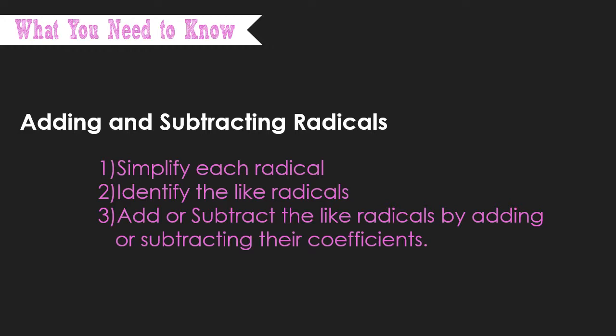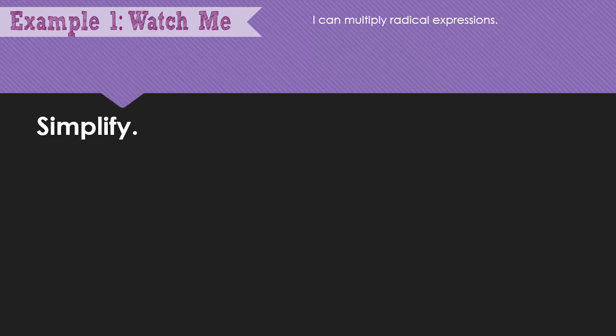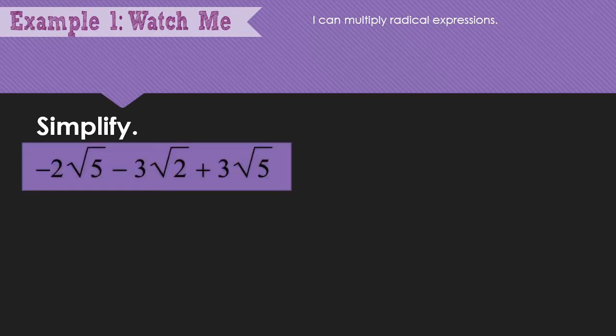So let's take a look at a couple. The directions say to simplify. Here's my problem. I've got -2 times the square root of 5 minus 3 square root of 2 plus 3 square root of 5. So when I look at all of these radical pieces, I've got square root of 5, square root of 2, square root of 5. Those are all prime numbers.